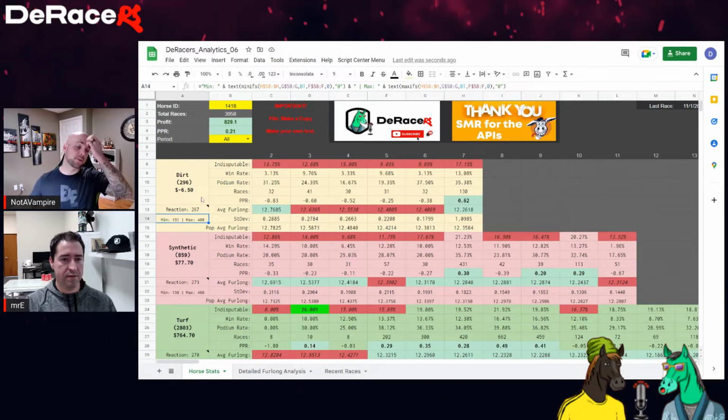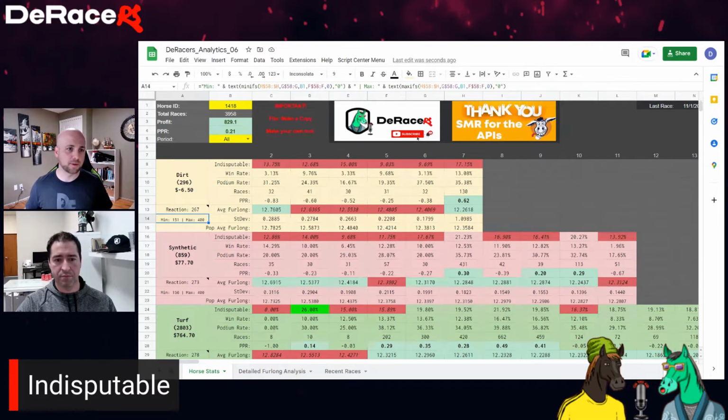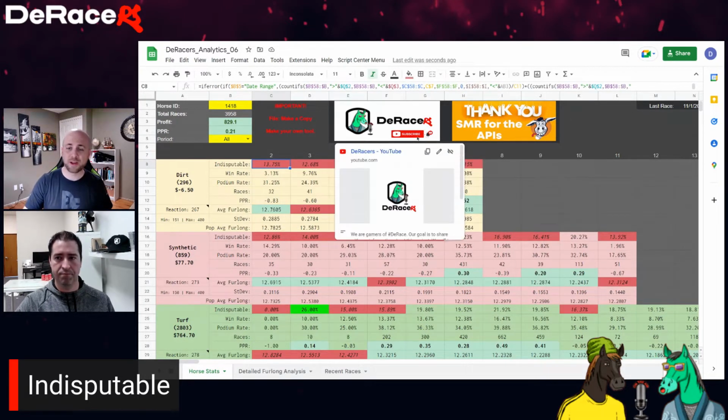So kicking things off, let's start with indisputable. The very first thing that you're going to see when you're taking a look at a horse here is these percentages across the board. Basically, indisputable is looking back historically at the speed of a horse. It doesn't care where it placed. So if the horse ran fast enough that it was a first place pace, it would have gone in credit with indisputable. Same for second and third.